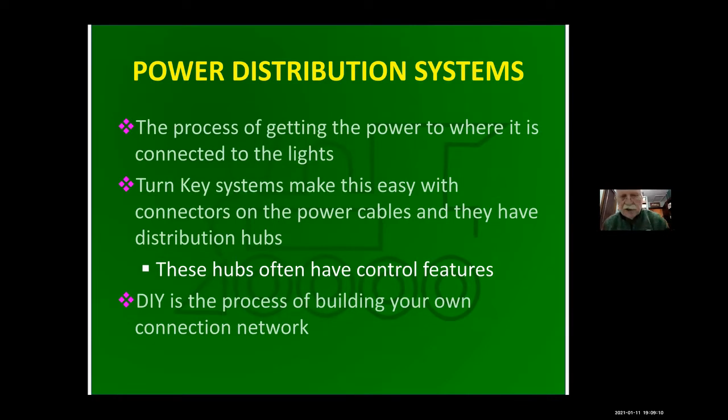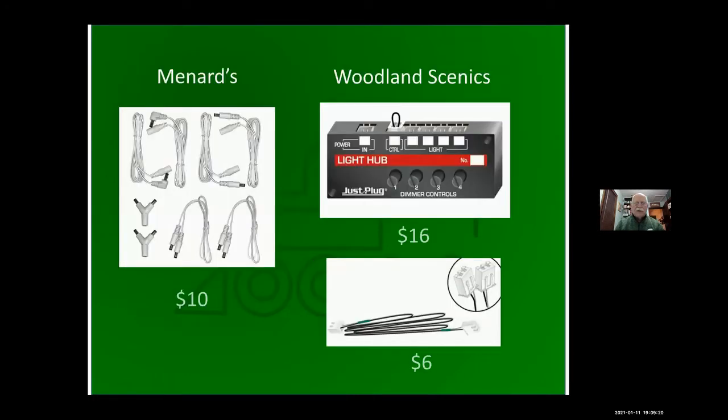The do-it-yourself system is you're going to have to build your own network. But again, that's part of the fun. Here's Menards. You can buy their package, and you can see the plugs, and they're all kind of standardized. That little package gives you quite a few options, $10. Woodland Scenics light hub, that's a $16 one. Again, you can see the dimmer controls they have there. And then you have to buy the interconnections beyond those, and they're $16.